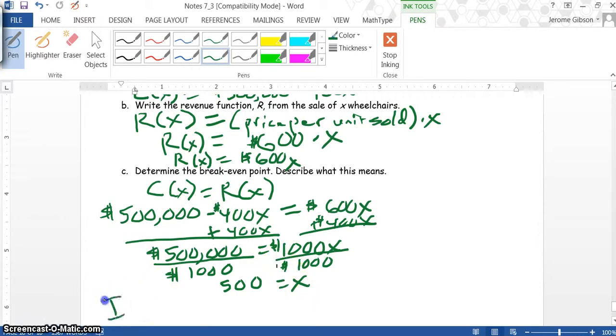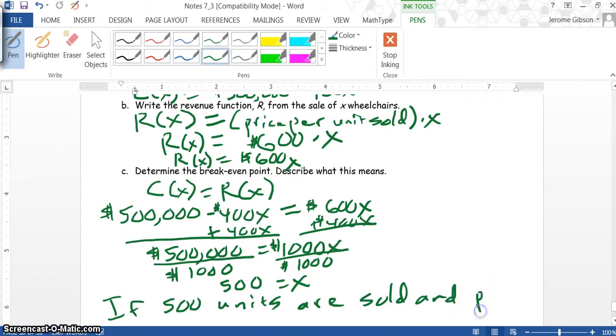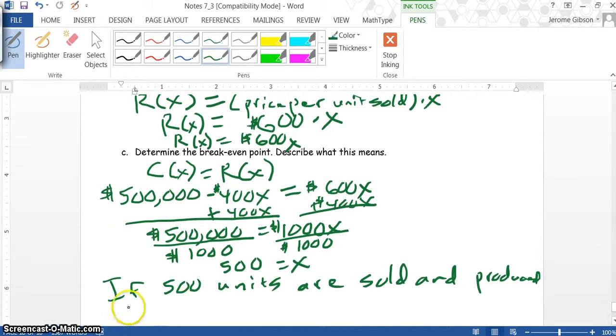So you can write: if 500 units are sold and produced, this gives us our break-even point.